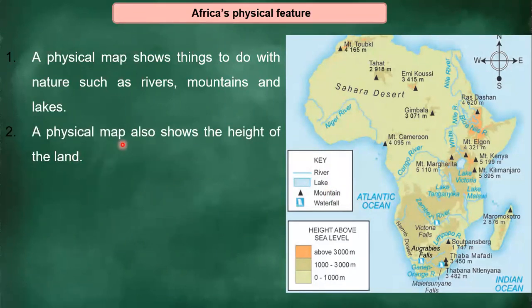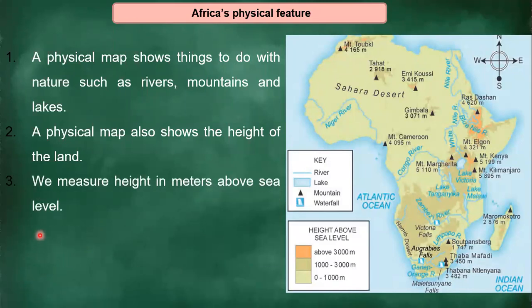And then a physical map also shows the height of the land. As you can see, the height above sea level. You can tell from here the sea level is 0 meters. It is showing the height from this side to here, 3,450 meters. So going up, it tells you the height above sea level. A physical map also shows us the height of the land.